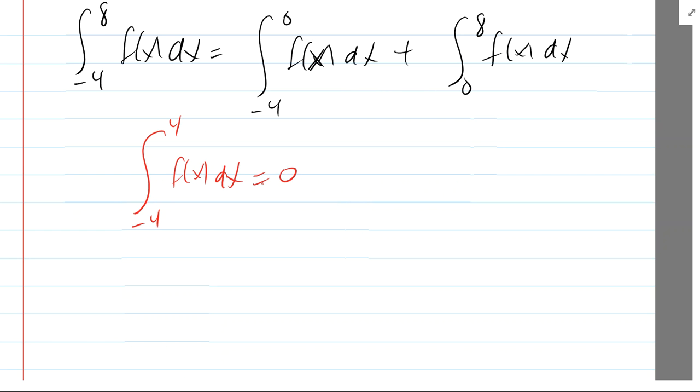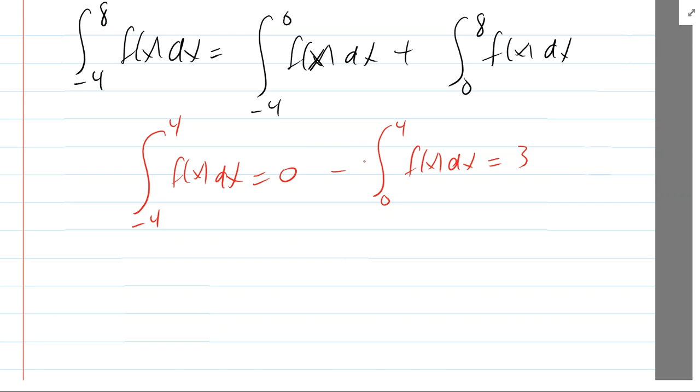Right? So let's write down what we know. We know from 0 to 4, f of x dx is equal to 3. I know from negative 4 to 4 is 0. I know from 0 to 4 is 3. Do I just need to subtract those to get from negative 4 to 0? Yes. So what's 0 minus 3?